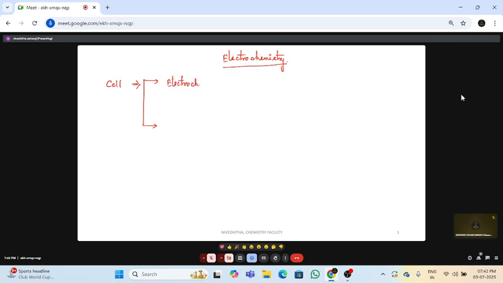In a cell, if the chemical reaction is happening by itself, then that is called an electrochemical cell. As we discussed in the last class, an electrochemical cell is also called a galvanic cell, or a voltaic cell. In a cell, if the chemical reaction is not happening by itself, or if the cell contains a non-spontaneous reaction, then that kind of cell is called an electrolytic cell.